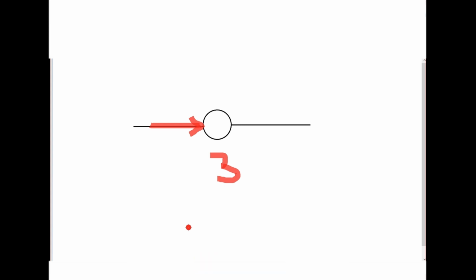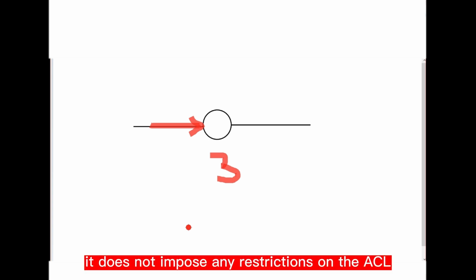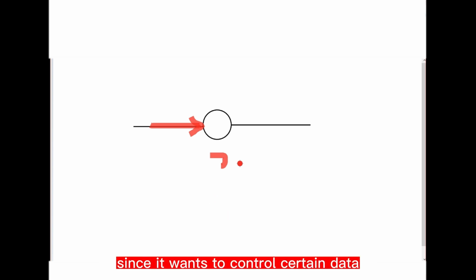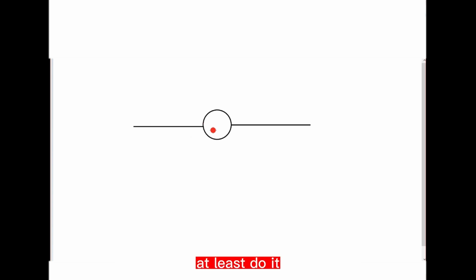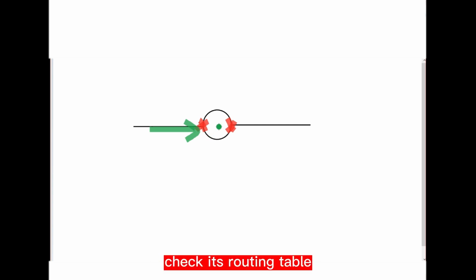That is to say, if the data comes in now and there is no ACL restriction, it directly looks up the table and forwards. Since you want to control certain data, you have to do it at least: either don't let this data in, or don't let this data go out. If there is no restriction, the data will come in, it checks its routing table, and goes out. Then it can't hold the data. So all it can do is either not let it in, or not let it out.